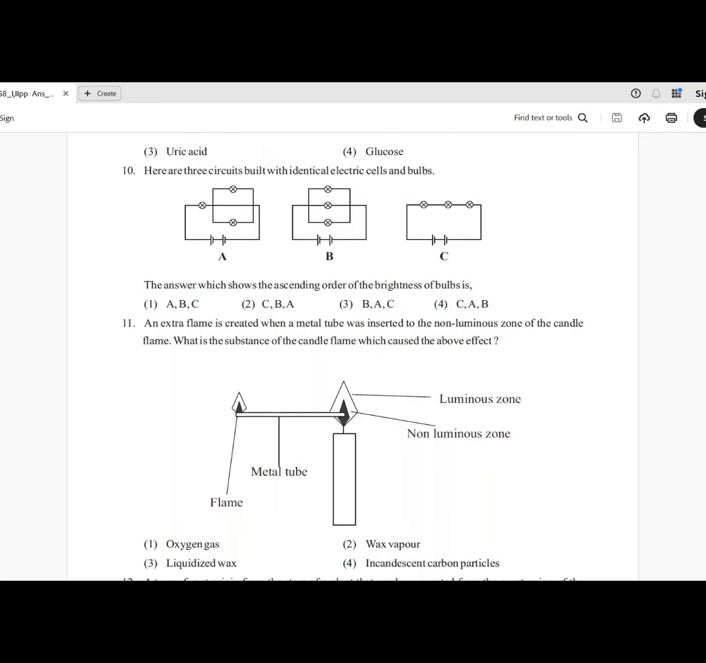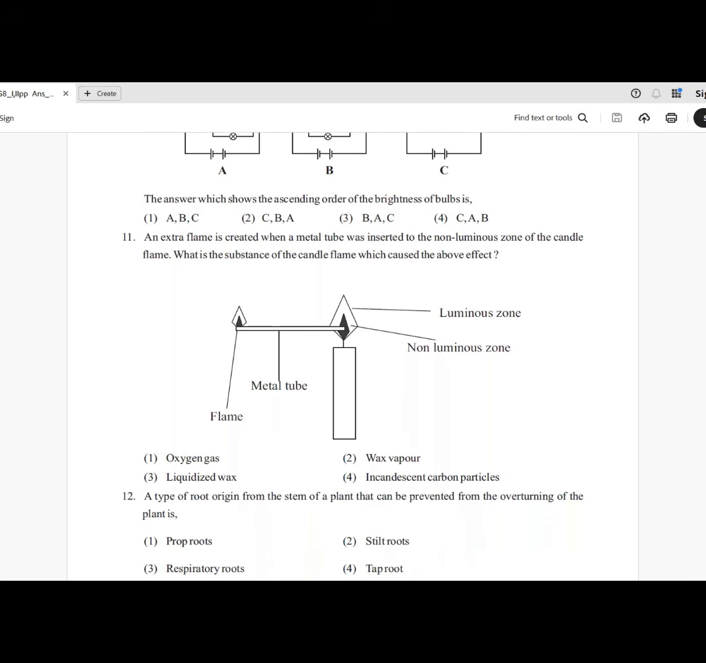Question number 11. An extra flame is created when a metal tube is inserted into the non-luminous zone of the candle flame. What is the substance of the candle flame which caused the above effect? 1. Oxygen gas. 2. Wax vapor. 3. Liquidized wax. 4. Incandescent carbon particles. Answer number 2, wax vapor. When a metal tube is placed in the non-luminous zone, wax vapor inside burns more fully and creates an extra flame.